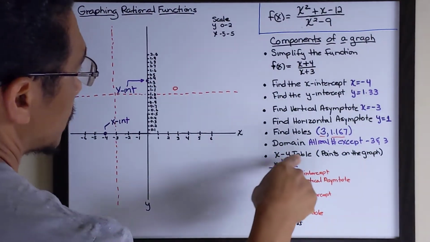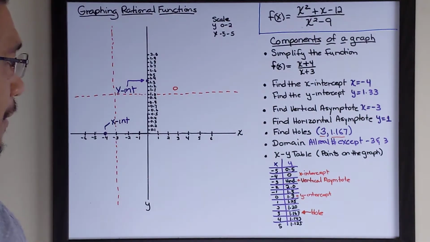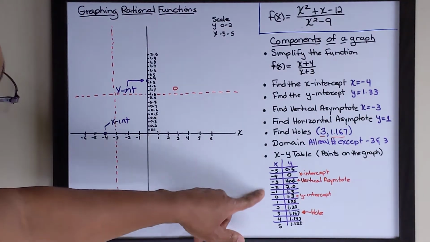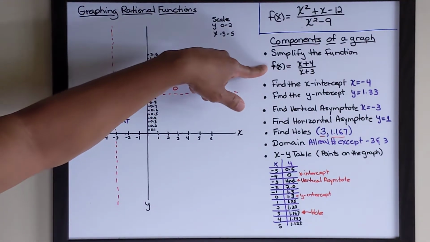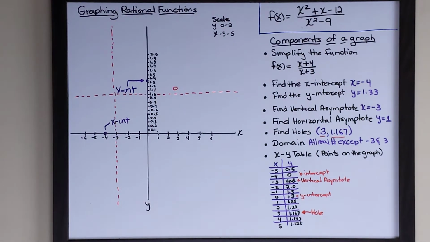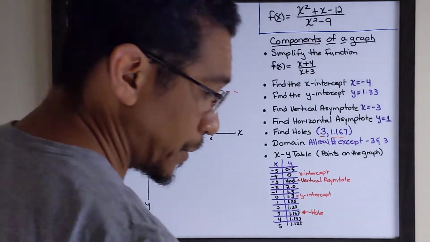Now, the XY table we created in another series of videos, where we just made up some x values. We plugged them into this function to get our y values. So let's go ahead and plot those points. I'm going to do that in blue.